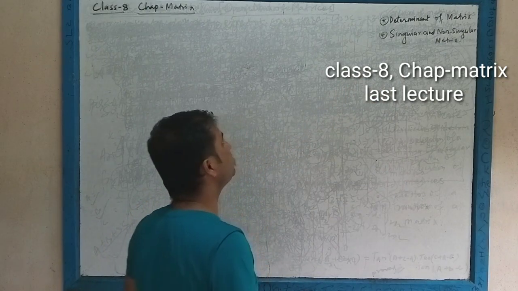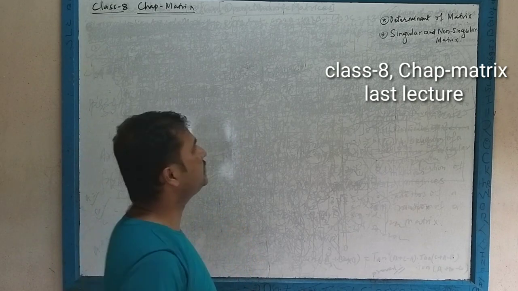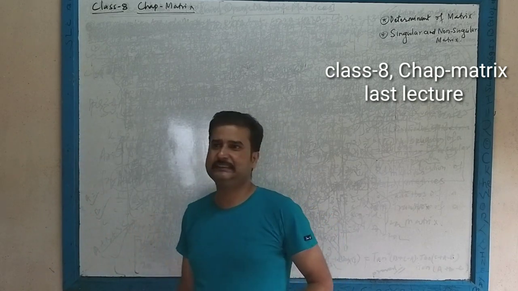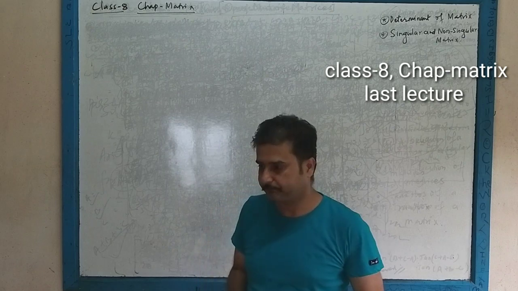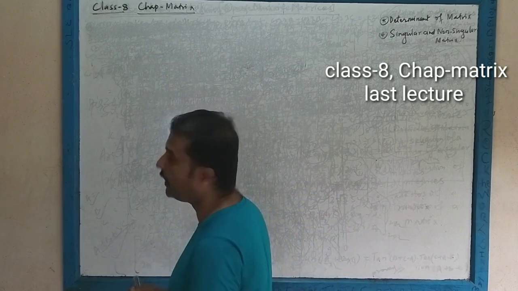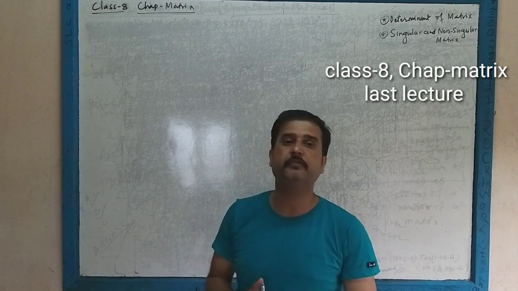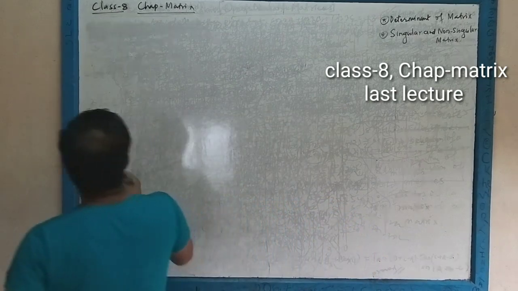Let's see what is determinant of a matrix. Determinant of any matrix is the value of that matrix. How do we find determinant of any matrix? Let me take an example.